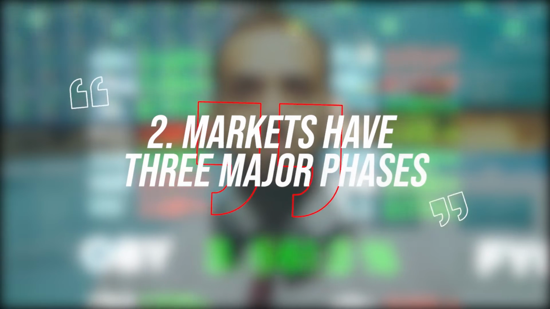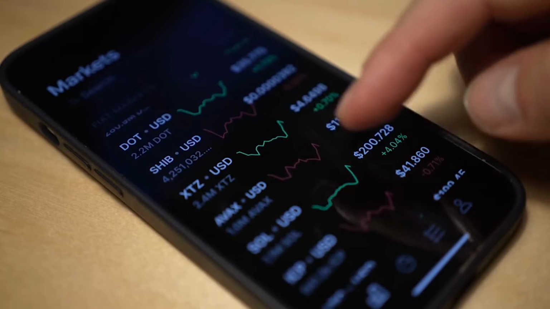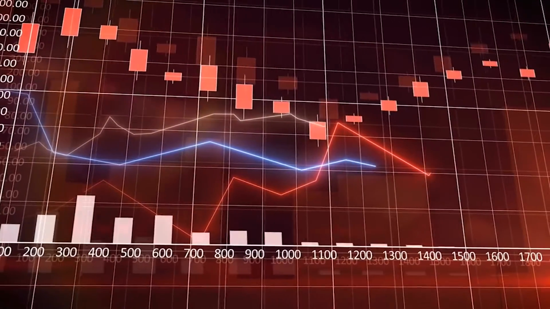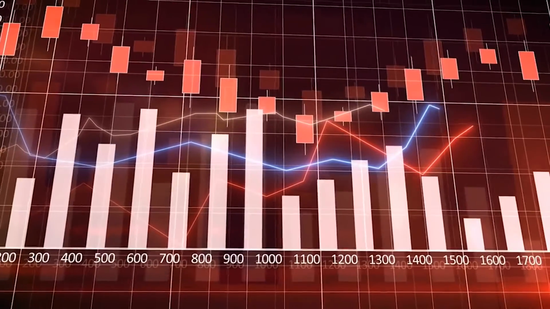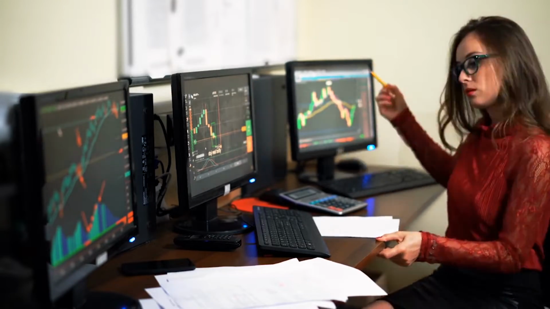2. Markets have 3 major phases. The accumulation phase is when knowledgeable investors purchase an asset before the market does. Then comes the absorption phase, with rapid price adjustments as the general public begins to engage. Finally, during the distribution phase, early investors begin to sell their stakes.